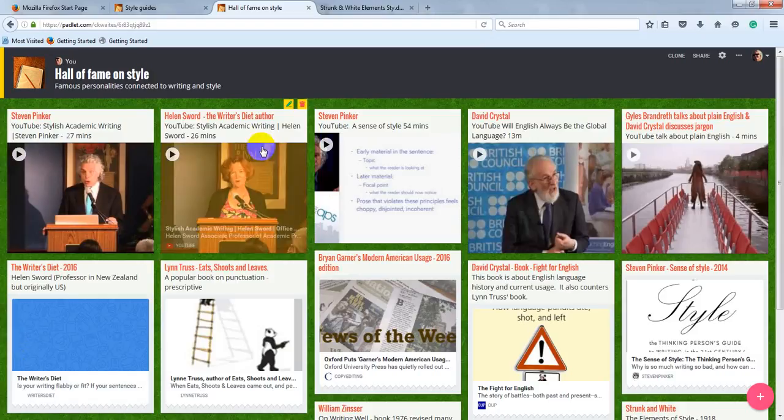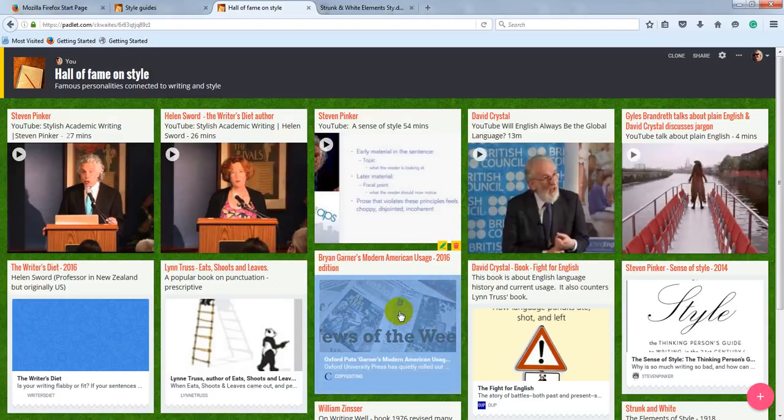The Writer's Diet. She's an author whose tool I've presented on this course. She started talking about stylish academic writing, but now she's also recommending her Writer's Diet for all sorts of writing. Her name is Helen Sword. She's originally from California, but she's currently a professor in New Zealand.